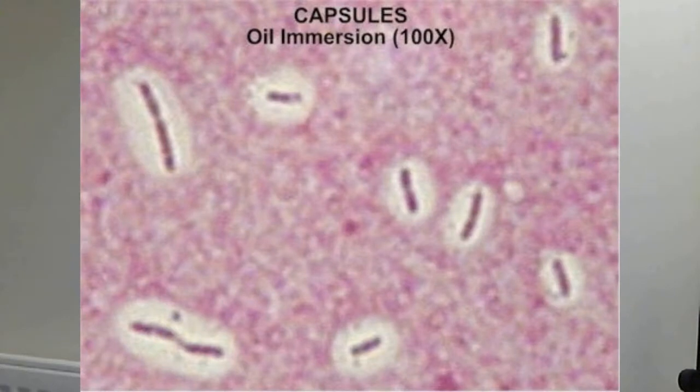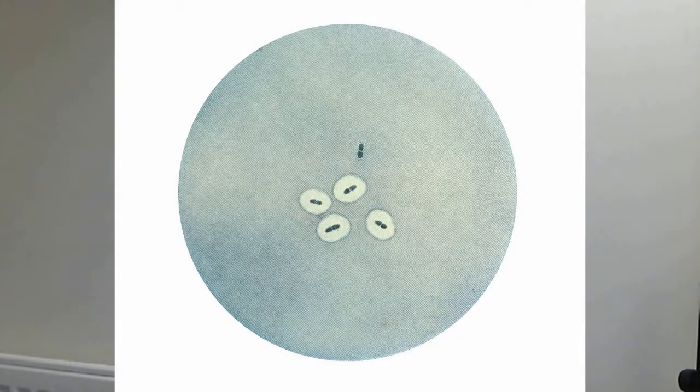Because if it's got a capsule, what you do is you end up using India ink staining, which leaves you with a black field and then clear halos around the bacteria. Or the Maneval capsule stain, which again gives you a clear halo, but with the bacteria stained pink in the middle and a bluey grey background. Or you could use the Quellung reaction. Now, Quellung is German for swelling.